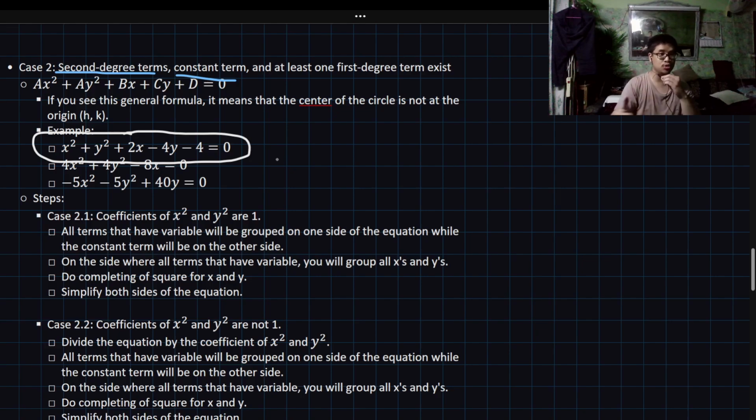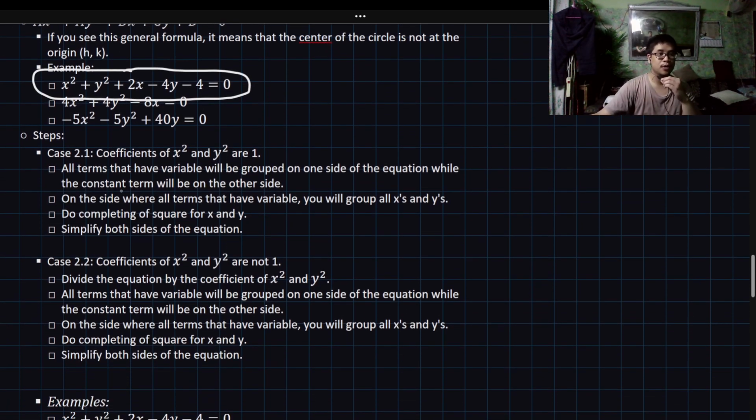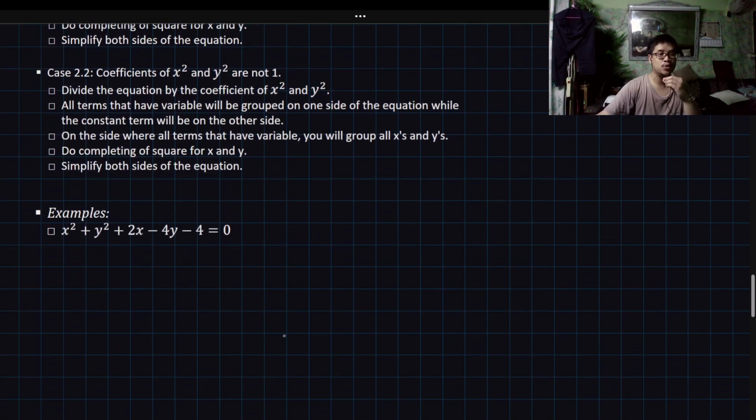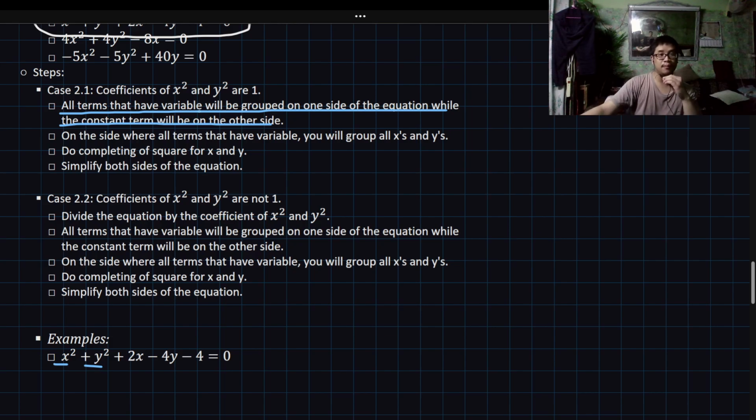So what are you going to do? First step, all terms that have a variable will be grouped on one side of the equation while the constant term will be on the other side. I think it's better if we apply it with the example. For example, x squared plus y squared plus 2x minus 4y minus 4. There's no visible number here for x squared and y squared, so we're going to apply case 2.1. The coefficients of x squared and y squared are 1.